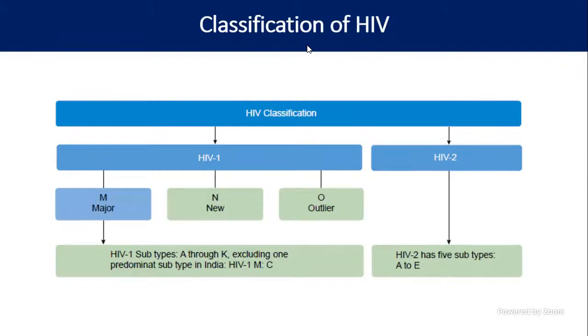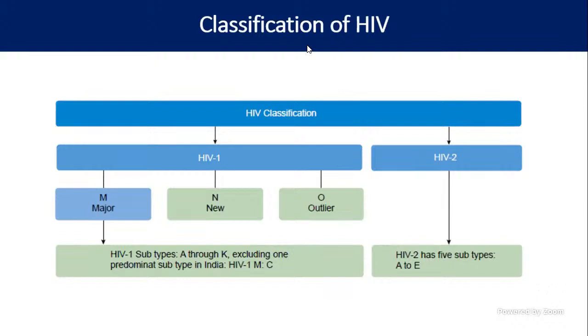HIV type 1 is of three major groups: M, N, and O, which are major, new, and outlier. And HIV M is further divided into different clades or subtypes from A to K. The predominant HIV-1 subtype in India is the C clade. So in India, most infections are seen with HIV-1 M type, subtype C, and HIV-2 has 5 subtypes from A to E. So it is important to know whether the patient is infected with HIV-1 or HIV-2, because like I said, the clinical progression of disease and the response to antiretroviral drugs are different in HIV-1 and HIV-2.